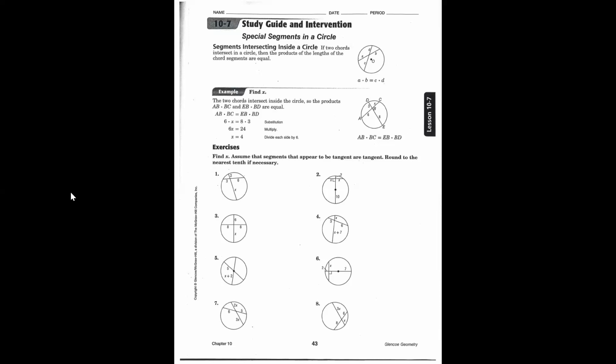Well, sorry, I said 167. 16.7. Sorry, I always do math in my head. Sometimes it doesn't come out right when I'm talking. But 16.7.